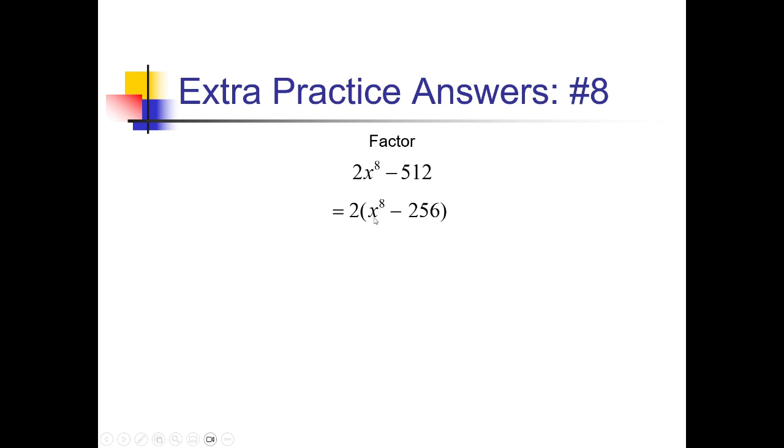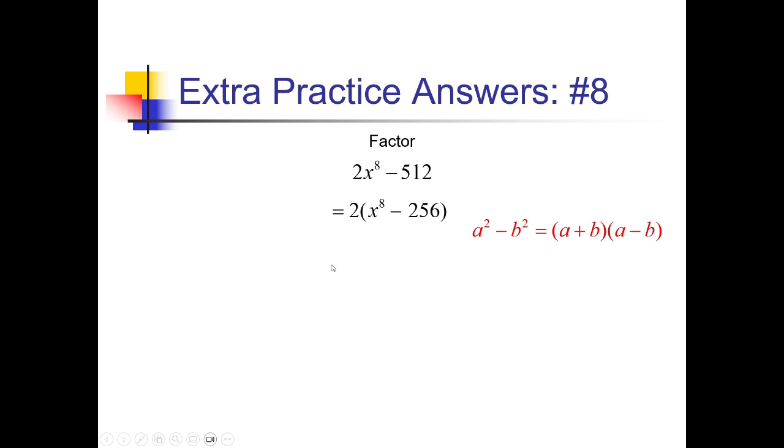Now, x to the 8th, because it has an even exponent, counts as a perfect square. 256 is also a perfect square. It's really 16 squared, but you could use a calculator to verify that. So I'm going to use my a squared minus b squared shortcut, where I essentially square root these two things and stick them in parentheses with a plus and a minus.